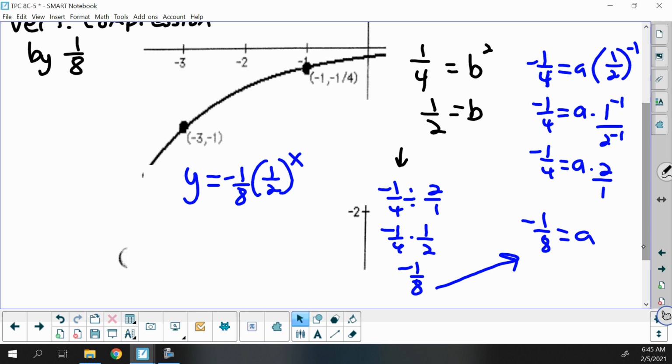Negative 1/4 divided by 2 over 1. Change the multiplication and flip. And then when you multiply your fractions, multiply straight across, so we get negative 1/8 for out front. So we've got a reflection over the y because of the 1/2, reflection over the x because of the negative, and then you could either say vertical compression by a factor of 1/8, or you could say just multiply y's by 1/8.